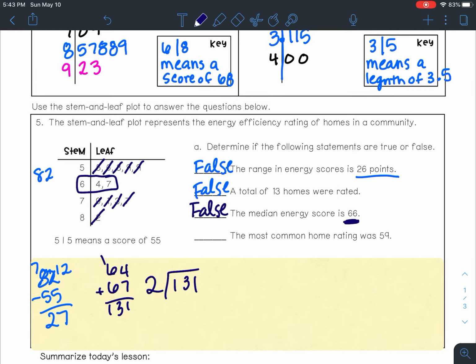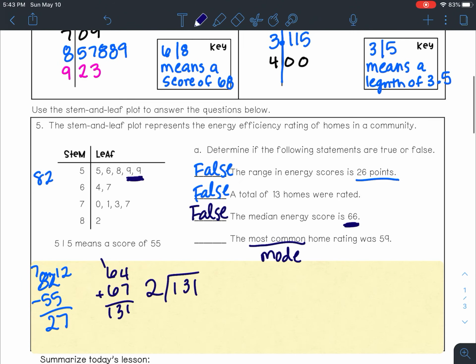The next one says the most common home rating was 59. Now again, the most common is that mode. So the most common is 59. Let's see. So here it says I have two 59s, and that is the only one that has a double number there. So this one is true.